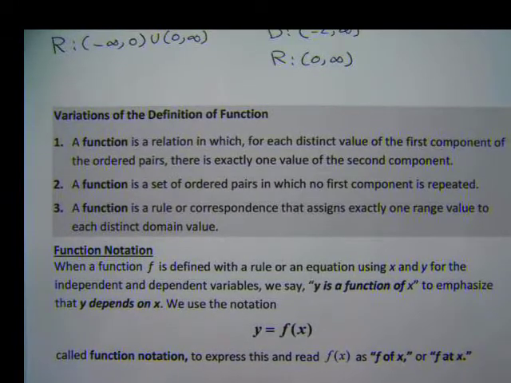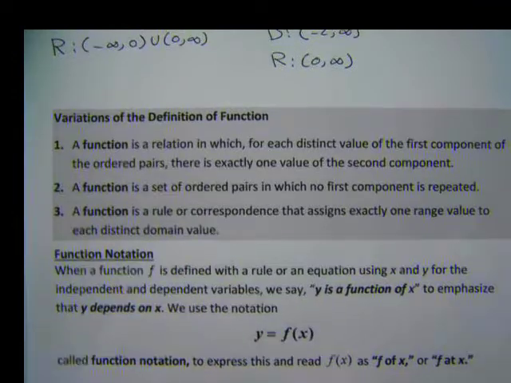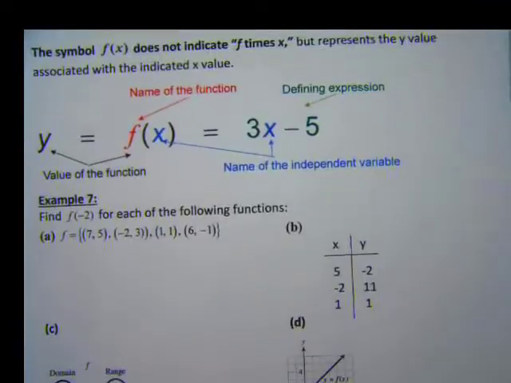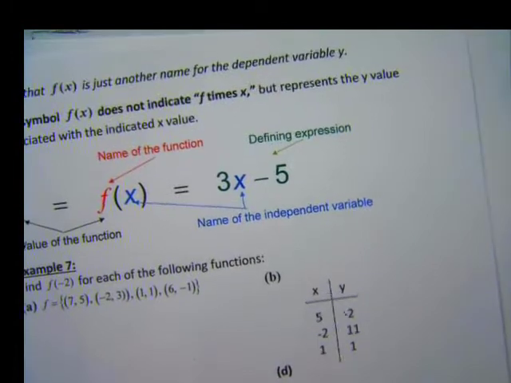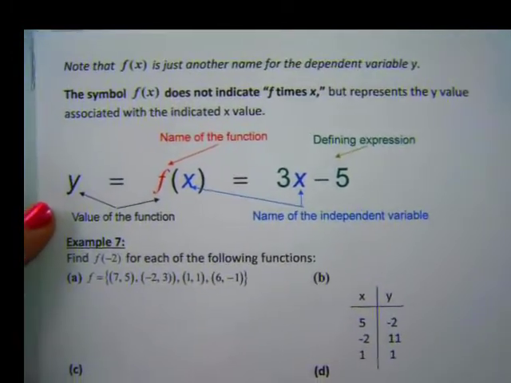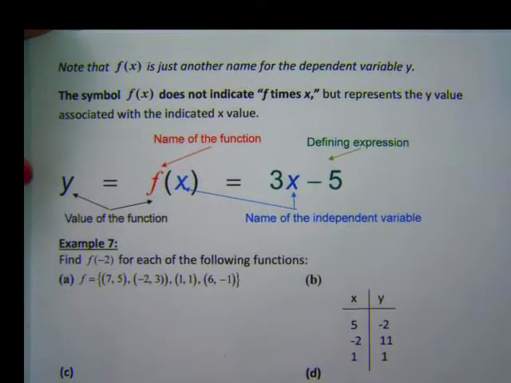We have functions named g of x, r of x, t of x. So that does not really matter. Okay, so this is called a function notation. Let us see a few examples, or before we do the example, let's look at the symbol itself so we can understand it more.